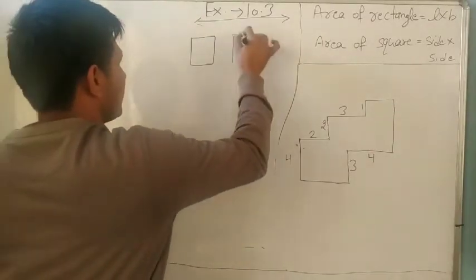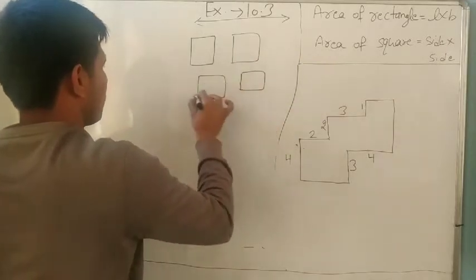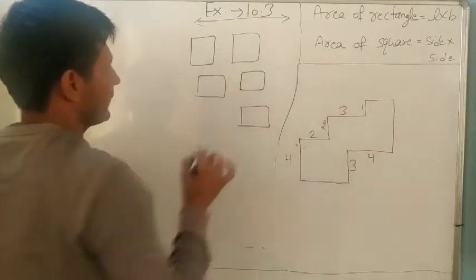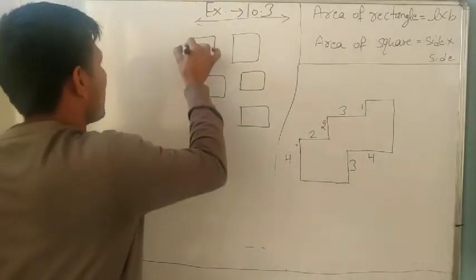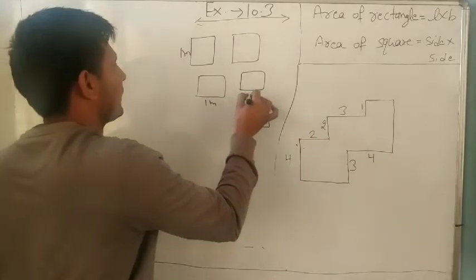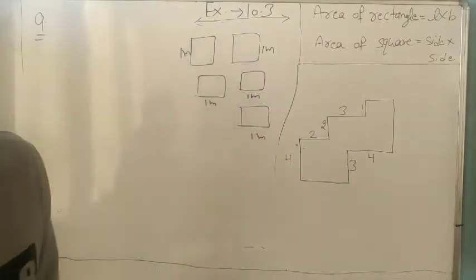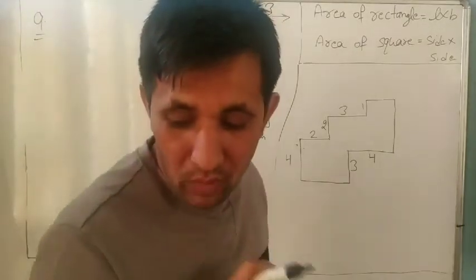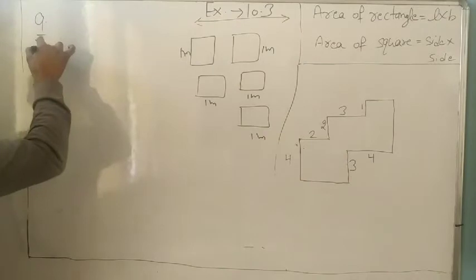1, 2, 3, 4, 5. 5 square flower beds, each of side 1 meter. It is also 1 meter length, 1 meter breadth. And they are dug on a piece of land 5 meter long and 4 meter wide.